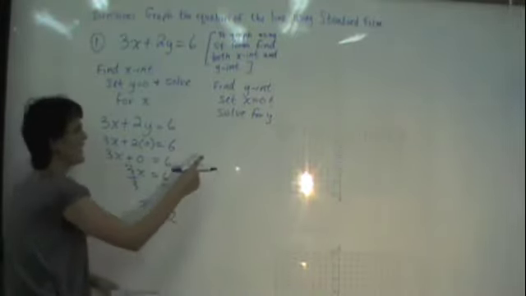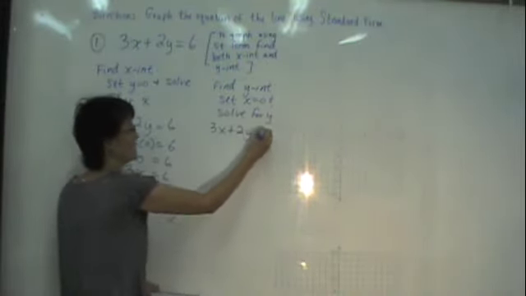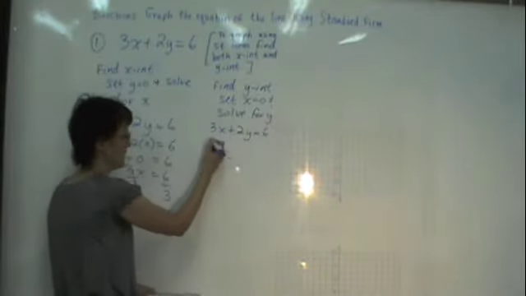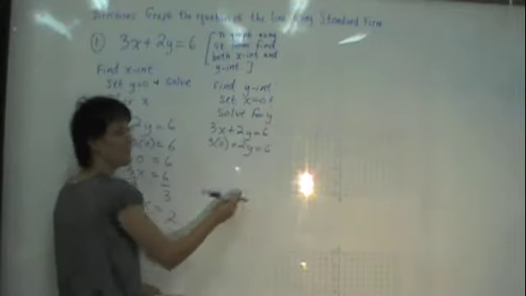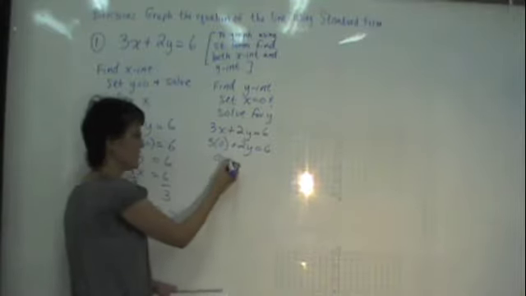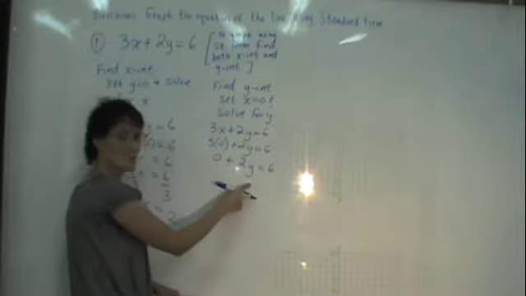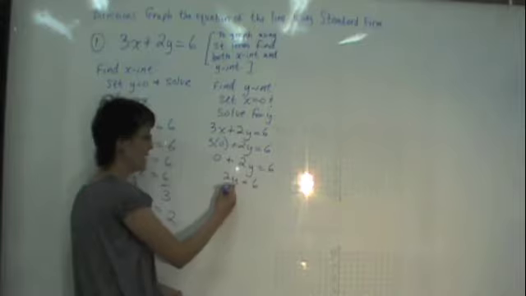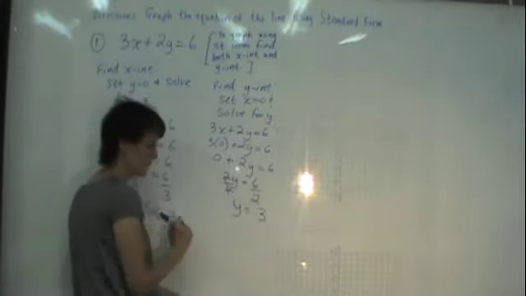Okay? And then over here, we'll have 3x plus 2y is equal to 6. Now we're going to set x equal to 0 and solve for y. Okay, again, parentheses for our substitution. 3 times 0 is 0 plus 2y is equal to 6. 0 plus 2y is equal to 2y. And then divide by 2 on both sides. And then y is equal to 3.